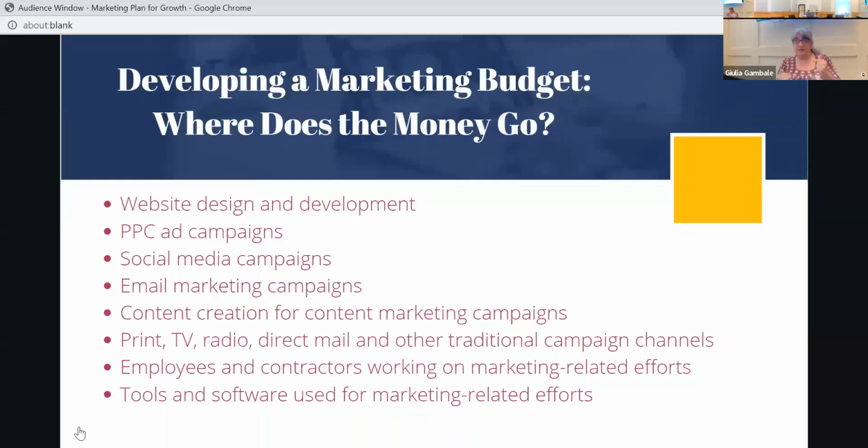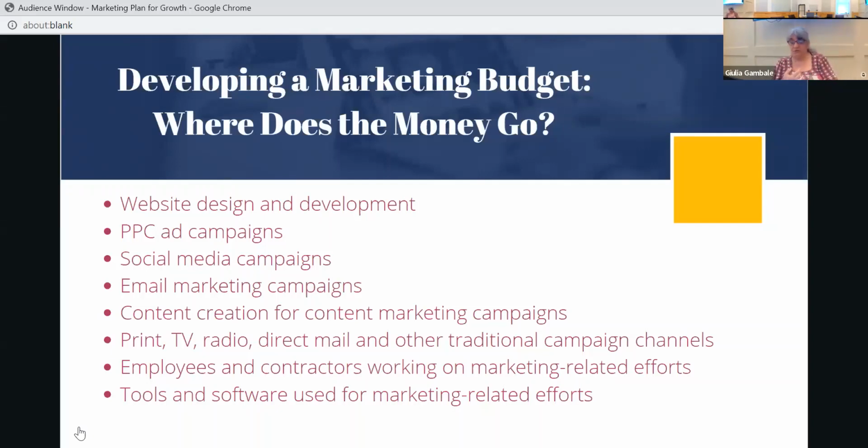These are things that sometimes we don't think to have in our marketing budget because we're thinking of the top 6 things, right? Website design and development. Well, somebody has to do that, but you do need to allocate for website design and development, obviously. If you're going to have pay-per-click ad campaigns, organic social media campaigns, email marketing campaigns, the bottom 2 are all related to the top 6.